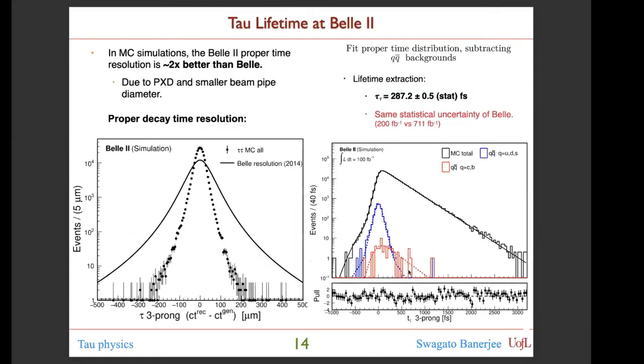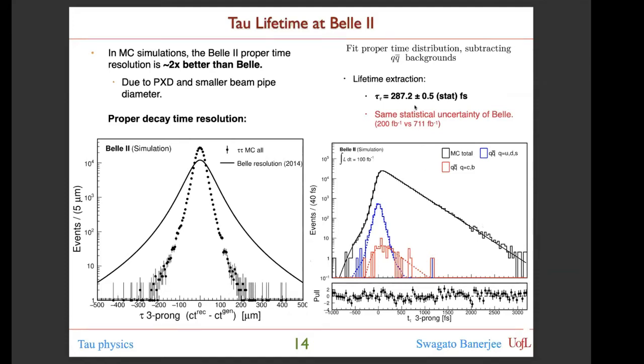Next page shows the comparison between the resolution from the improved vertex detector at Belle 2 versus the one at Belle. A factor of 2 improvement is expected, and that is shown here on the plot on the left. And the lifetime is obtained by fitting this proper time distribution after subtracting all the backgrounds.